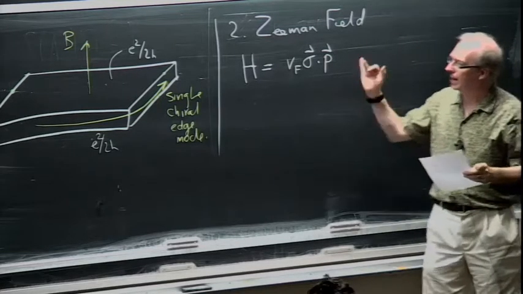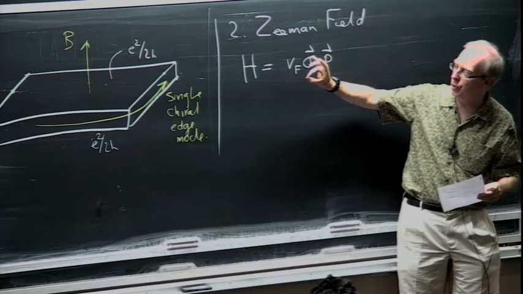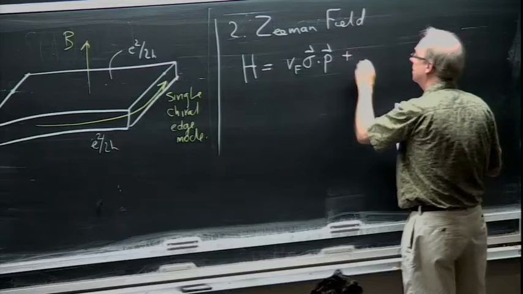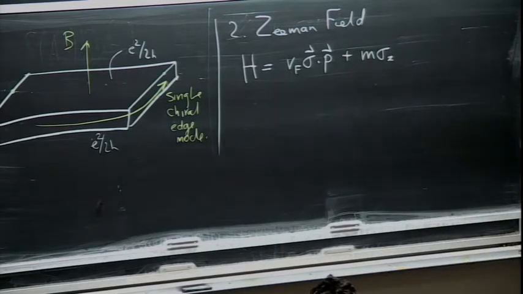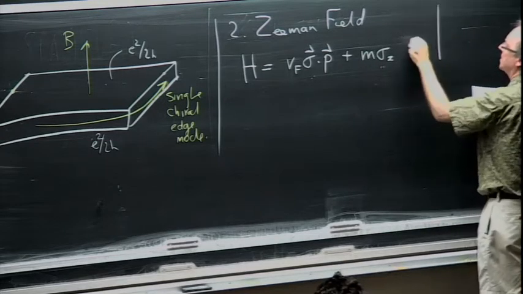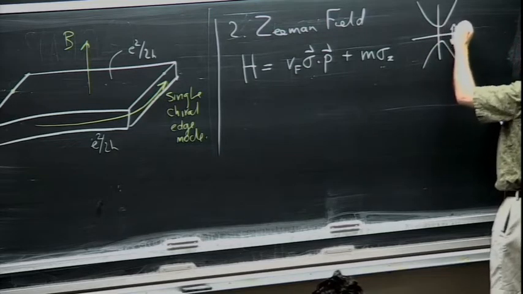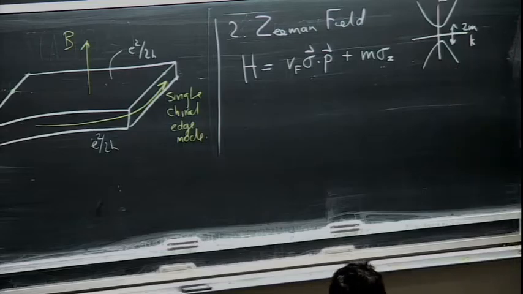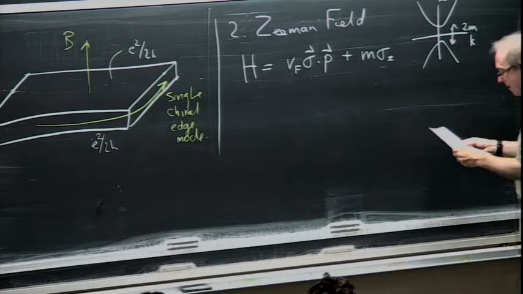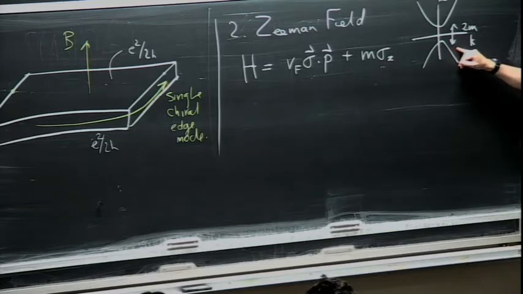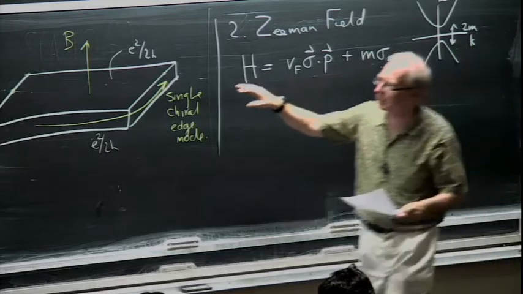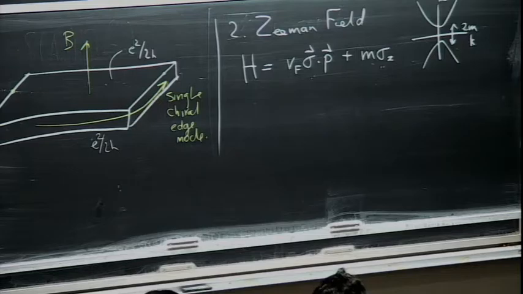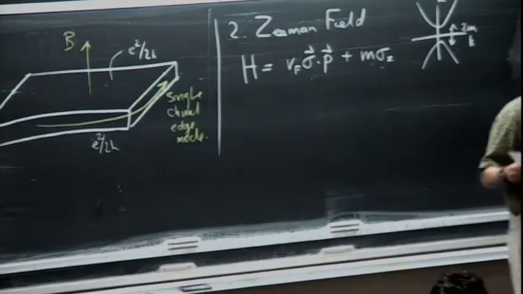Breaking time reversal symmetry allows me to open up a mass, so there can be a mass term, sigma z. Instead of having a Dirac point, I have a mass. I've opened a gap in my Dirac point. This gapped state, this state with a mass, really is kind of the same state as you have with a quantum Hall state, with the half integer quantum Hall effect. Locally on the surface, you could think of it as having a Hall conductivity of e squared over 2h.